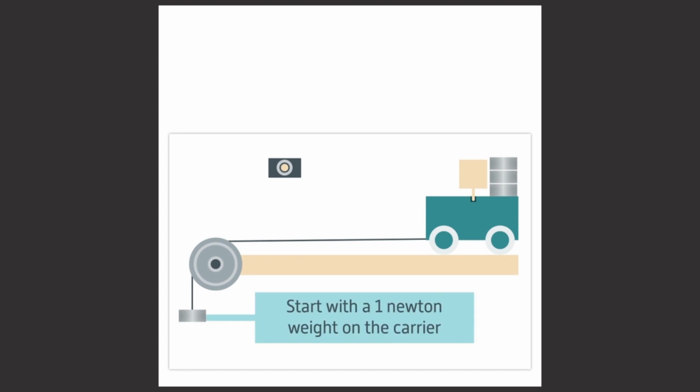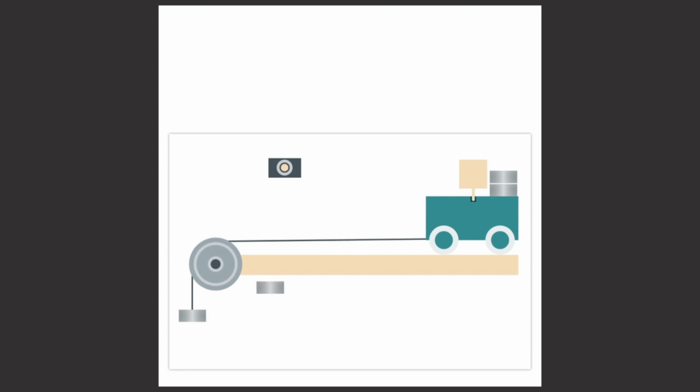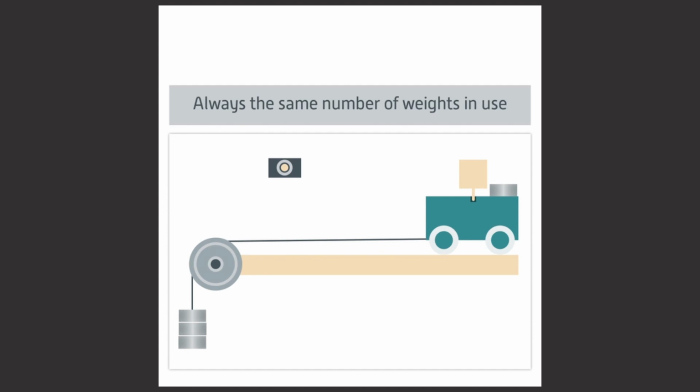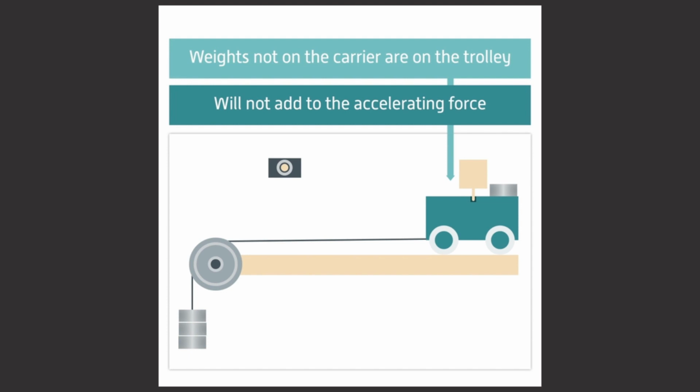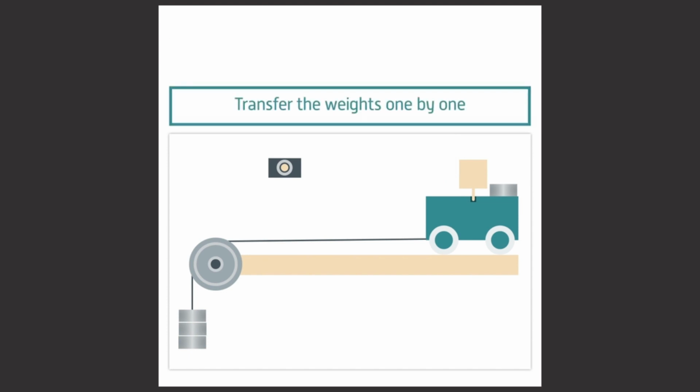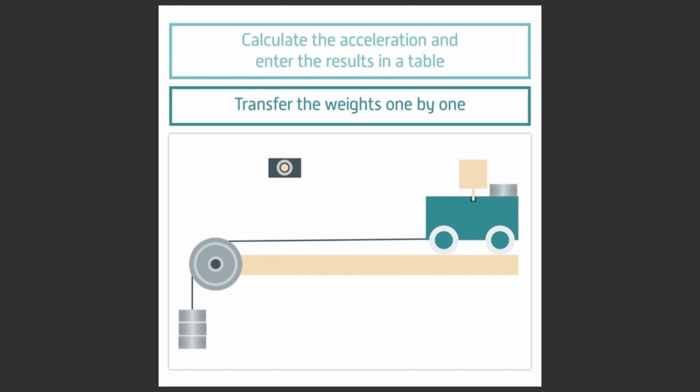Start with a 1 newton weight, that's 100 grams, on the carrier. Increase it by 1 newton each time whilst keeping the mass of the system constant. The way to do this is to make sure that there is always the same number of weights in use. Weights that are not on the weight carrier should be on the trolley. This is because these weights will not add to the accelerating force, but they will be part of the system. Transfer the weights one by one from the vehicle to the carrier. Calculate the acceleration each time and enter the results in a table.